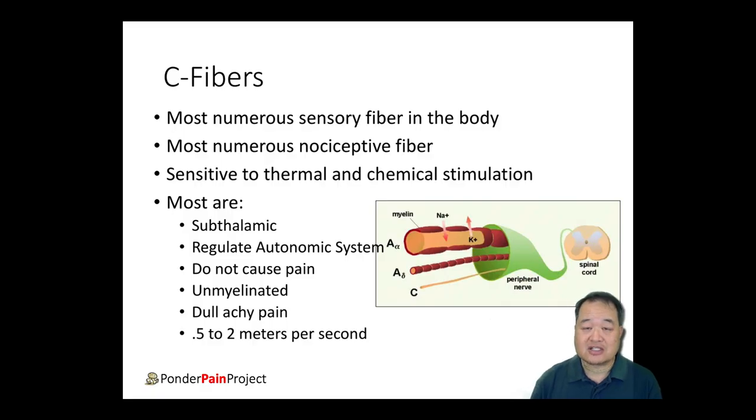The second thing to realize is that it's unmyelinated. So it sends information up, but a little more slowly than our A delta fibers. It's responsible for this dull achiness that we experience after we've injured ourselves. And if you're interested, it transmits at about 0.5 to 2 meters per second, relatively slowly when you consider the speed at which nerves transmit information. So that's the C fiber.